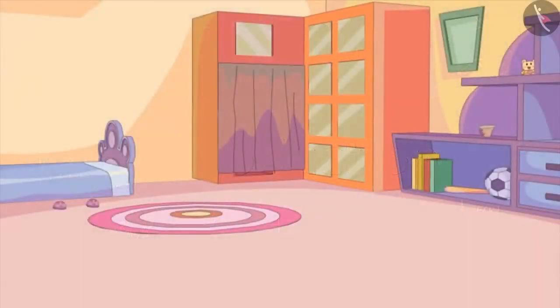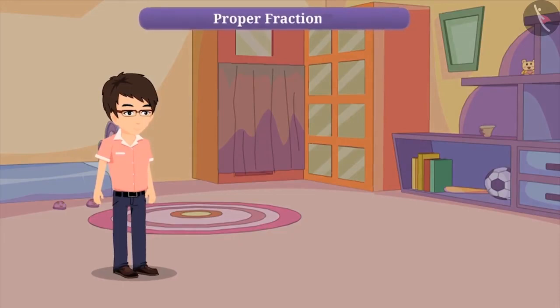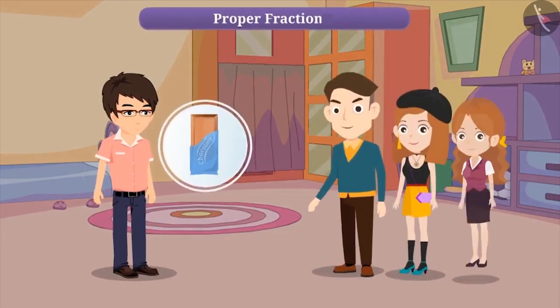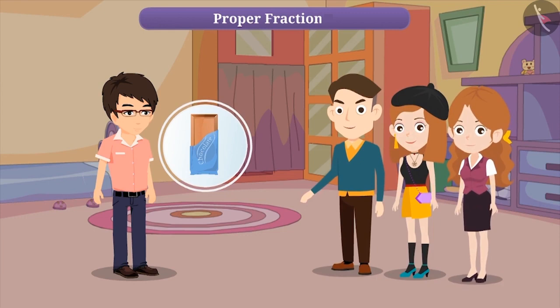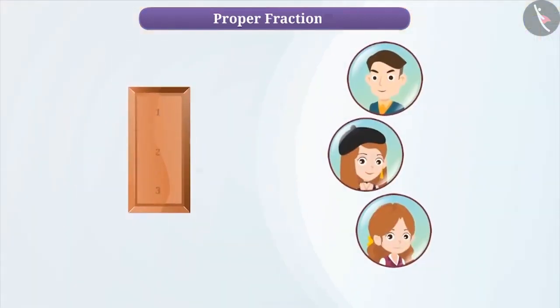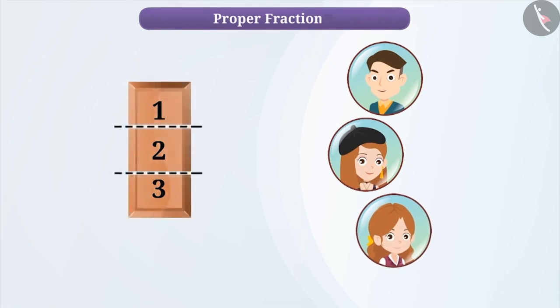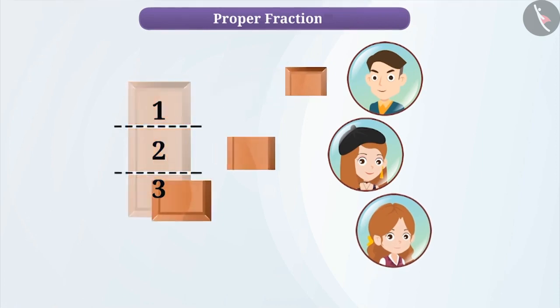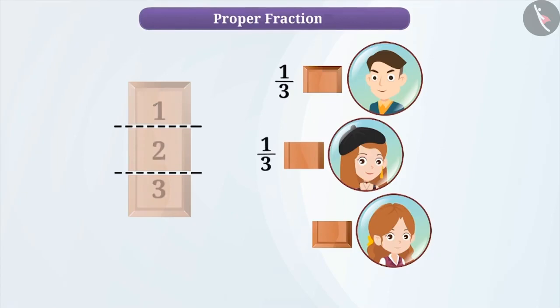Let's start this video with an interesting question. If you have one chocolate and you have to divide it equally among 3 persons, then how many pieces will each person get? Think about it. Let me tell you. To achieve this, we have to divide the chocolate into 3 equal pieces so that each person gets 1 piece. By doing so, each person will get 1/3 of the whole chocolate.